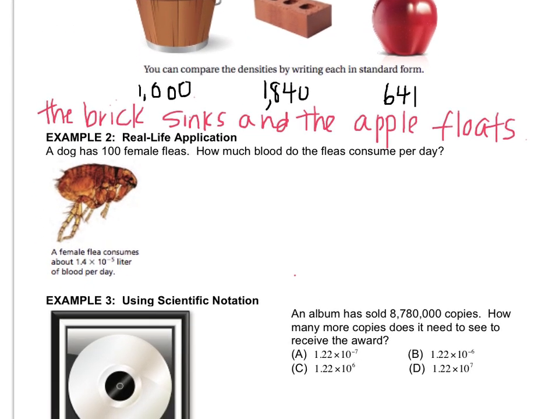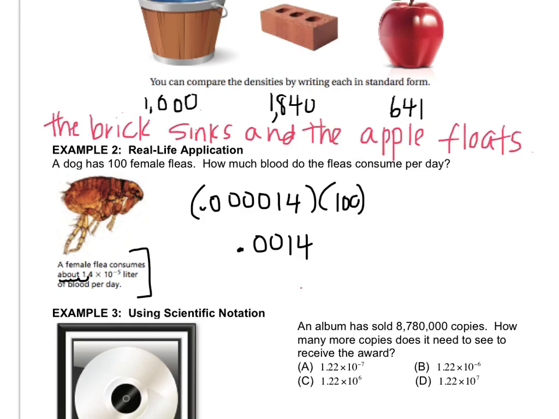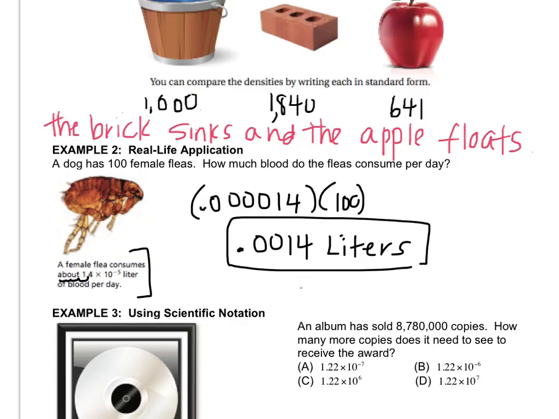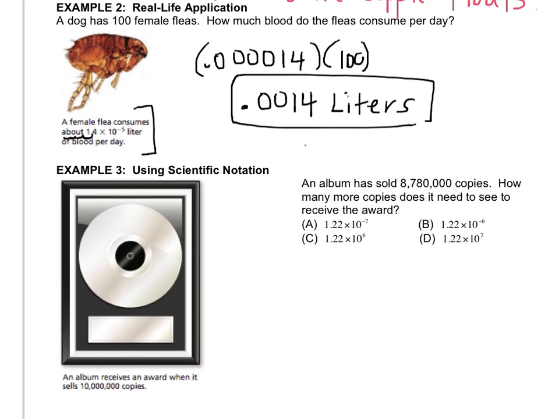Example 2, a dog has 100 female fleas. How much blood do the fleas consume per day? So fleas are very tiny, so clearly they're not sucking up a pint of blood a day. We want to know what 100 fleas consume. So one flea, according to the picture, consumes, oh, I'm going to write it in standard form, so I'm going to scoop it over 5 times. And I'm going to multiply that by 100 female fleas. So that gives me 0.0014 liters. So I'm not going to pass out from lack of blood after 100 fleas have, well, hopefully I don't have fleas. Anyway, that's certainly not a lot of blood.